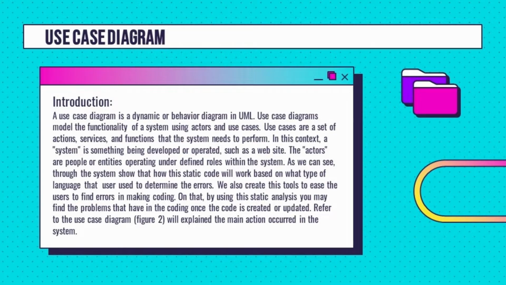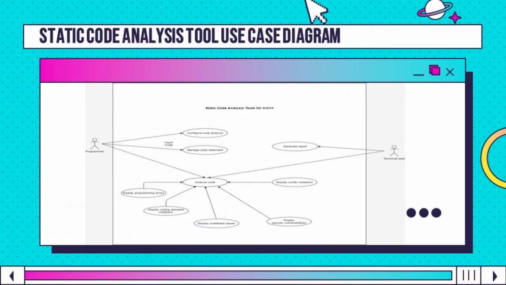Through the system, we show how this static code analysis will work based on the type of language that the user uses to determine the errors. We also create this tool to ease the user in finding errors when writing code. By using this static analysis, you may find problems in the code once it is created or updated. Referring to the use case diagram, Figure 2 will explain the main actions that occur in the system. This is the use case diagram for the static code analysis tool.